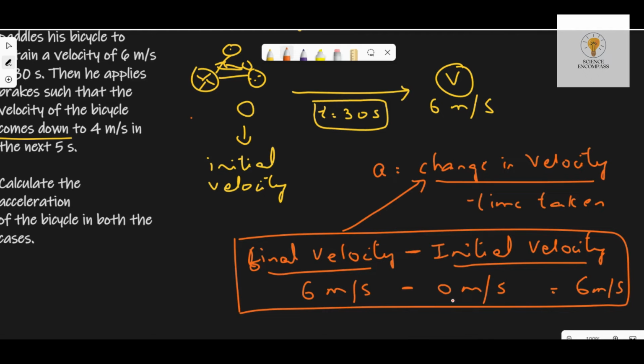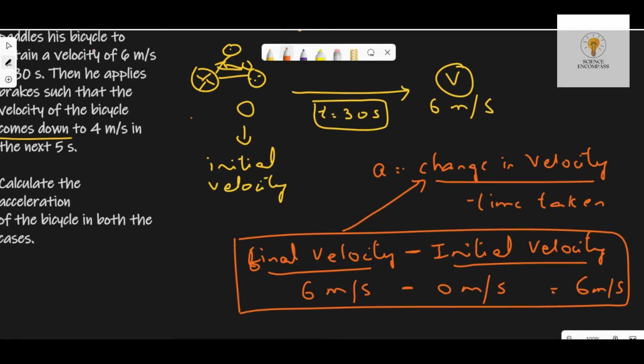So what's the time taken over here? I've written it right here in yellow. The time taken is just 30 seconds, right? So we'll just have to plug it in. We need to write 6 meter per second divided by 30 seconds because that's the time taken.